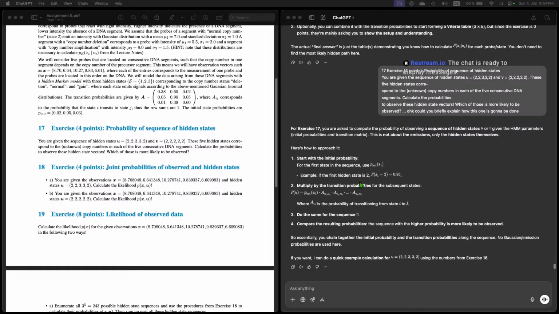Again, I get distracted. Here's how to approach it. Start with the initial probability for the first state in the sequence. Use P init. You're given the sequence of hidden states. These are 5 hidden states corresponding to the unknown copy number. Okay, can we start with explaining this question?